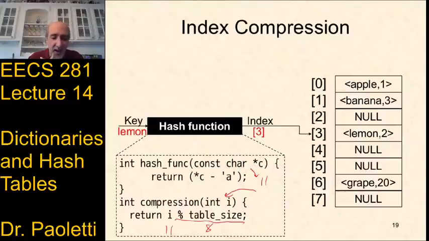So if we said, hey, let's hash durian, D minus A is a distance of 3. Durian should go at index 3. Oh, no, lemon's already there. We've got a collision. Next lecture, we'll deal with that.